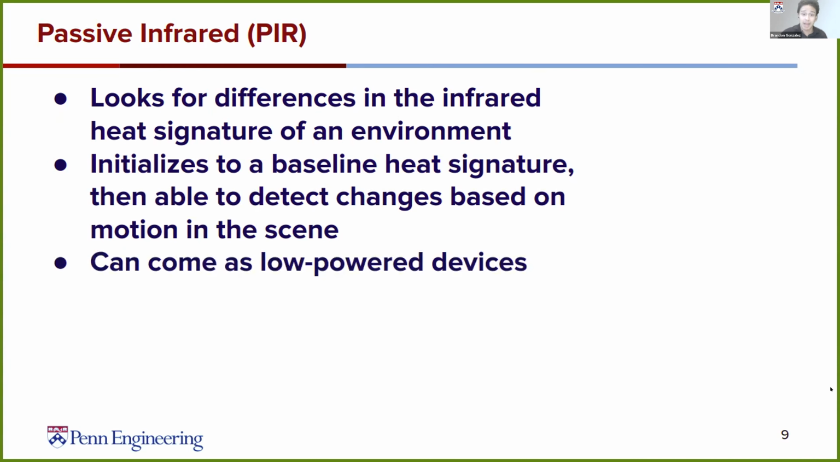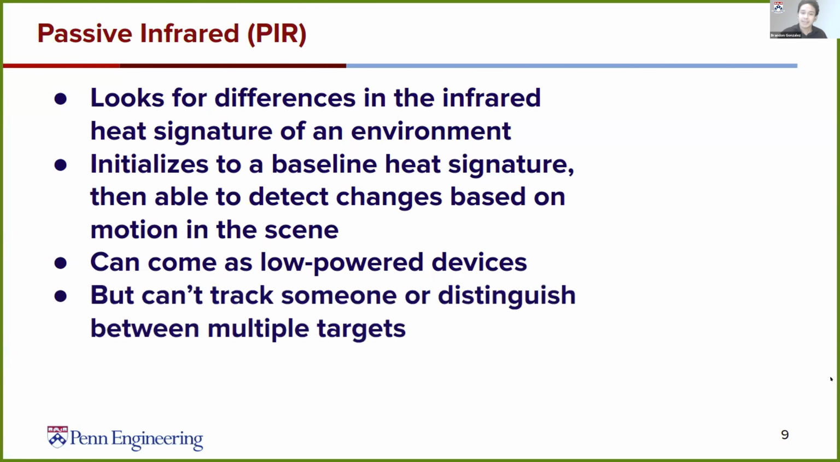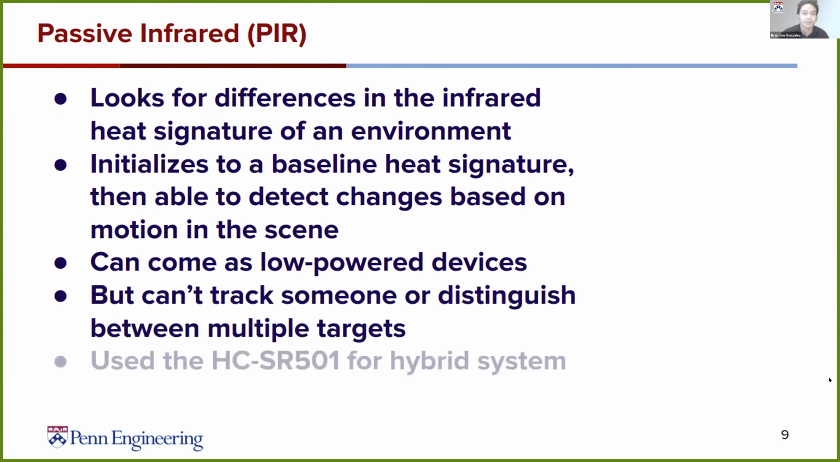And these can come as pretty low powered devices. Some of them only consume microamps of current, which compared to the other kinds of sensors is pretty good. But they can't really track someone or distinguish between multiple targets in the scene. They can only detect some general motion, so that's a pitfall of these sorts of sensors.